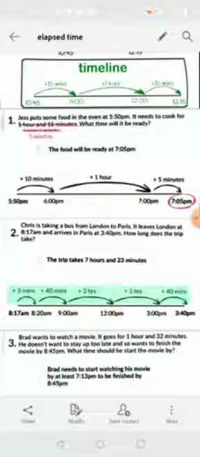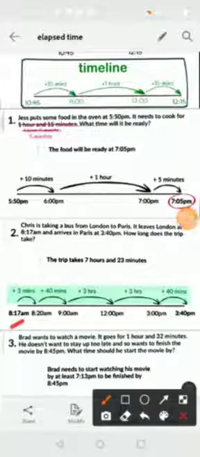One more example. Chris is taking a bus from London to Paris. It leaves London at 8:17 a.m. and arrives in Paris at 3:40 p.m. How long does the trip take? Now we have to calculate how much time the trip from London to Paris takes. Chris started his journey at 8:17 a.m. and it will end at 3:40 p.m.